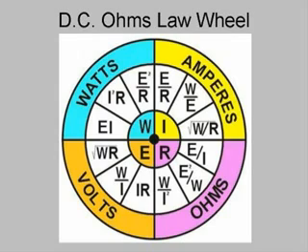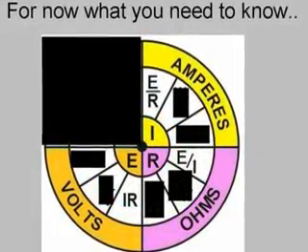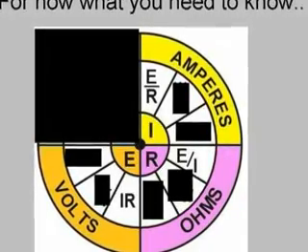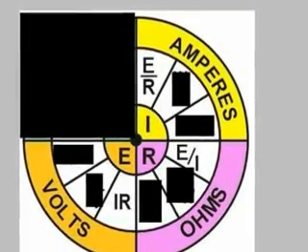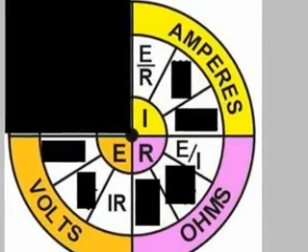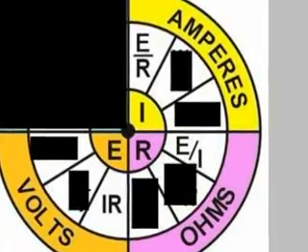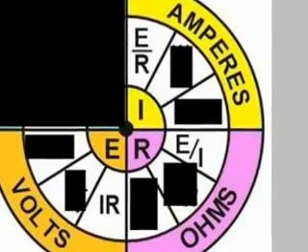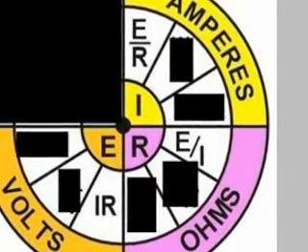This is what we call the direct current Ohm's law wheel. With this wheel, we can solve any DC circuit using simple math. For now, we're only going to focus on three different formulas. At the 1 o'clock position, we have amperes. We can determine how many amps we should have by dividing our volts by our resistance. At the 4 o'clock position, we can determine how many ohms we should have by dividing our voltage by our current. And we can determine how many volts we should have by multiplying current times resistance.